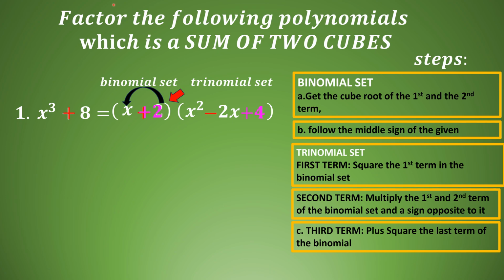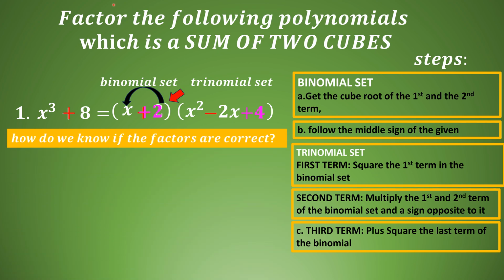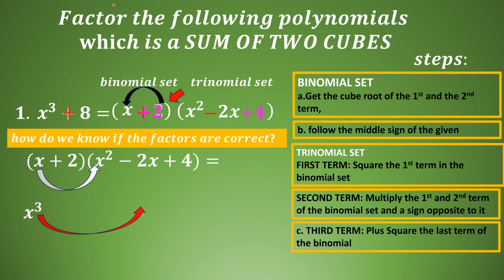And how do we know if our factors are correct? We need to multiply the factors x plus 2 times x squared minus 2x plus 4, applying the distributive property. So x times x squared, we have x cubed. x times negative 2x will give us negative 2x squared. And then x times positive 4 will give us positive 4x. We are done distributing the x.